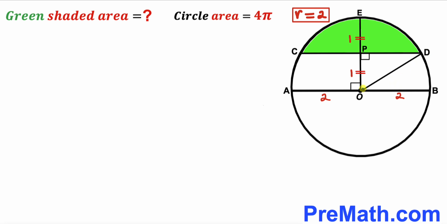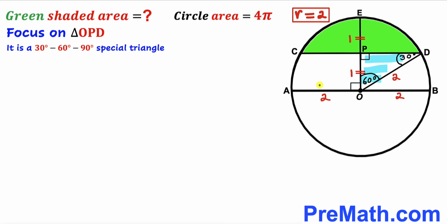And now let's make an observation. We can see this OD is the radius of this circle, and we know the radius is 2. So therefore this OD length is going to be 2 units. And now we are going to focus on this right triangle OPD. Let's make an observation. We can see the longest side, the hypotenuse length is 2, and the smallest leg OP length is 1. So therefore we conclude that this right triangle OPD is our special 30, 60, 90 triangle.